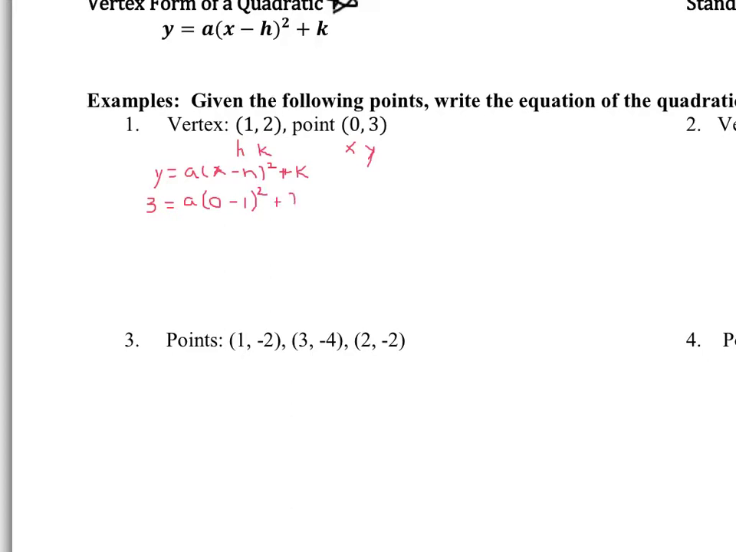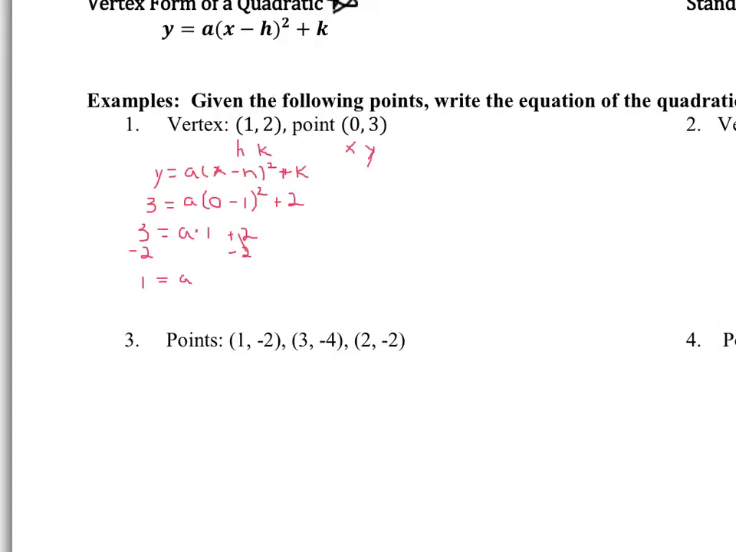You've got everything that you need except for a, so let's multiply this out and figure out what a is. Keep your 3 here. 3 equals a times, 0 minus 1 is negative 1, and then negative 1 squared is 1. So I'm going to put times 1, and then plus 2. So we're just solving for a at this point. We're going to subtract 2 from both sides, and that gives you 1. 1 equals a.